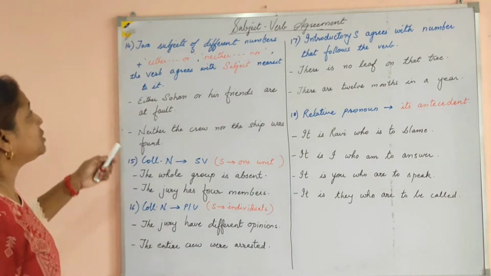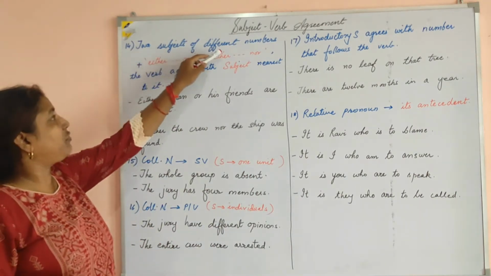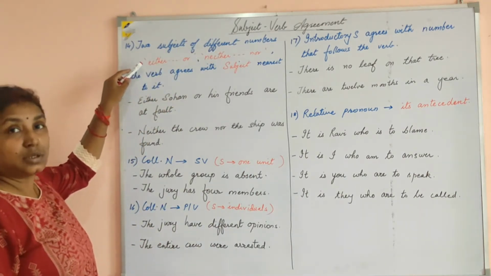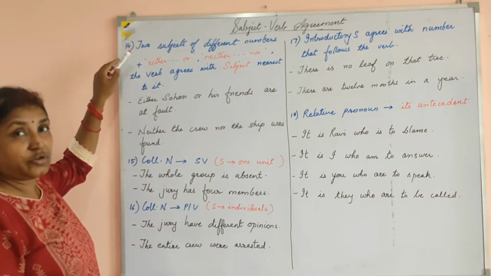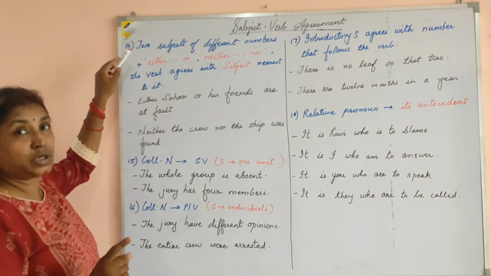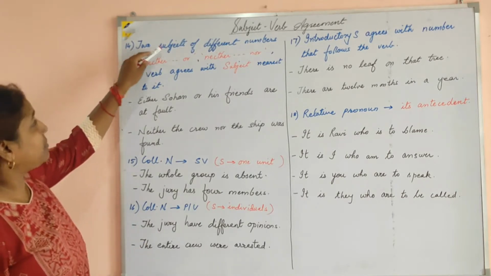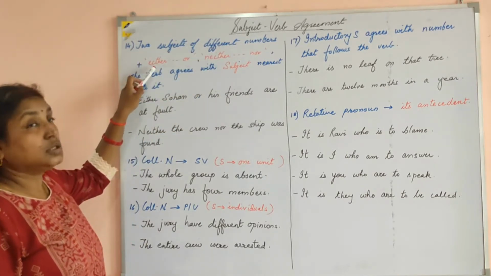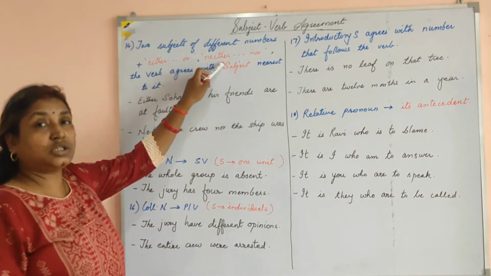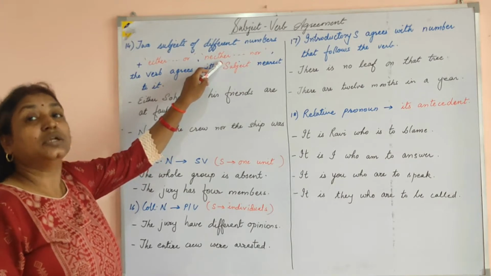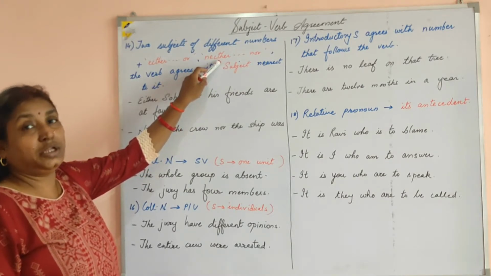Moving ahead with the next rule, two subjects of different numbers. Now you see, here two subjects are there, but both the subjects are of different number. That is, one is singular and one is plural. Two subjects of different numbers are joined by either or, neither nor. Both the subjects are joined by either or, neither nor.